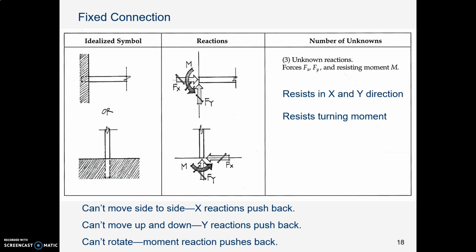The third kind of connection or support condition is called a fixed connection. And this is what you have when you have something that's maybe cast in concrete. Here's a beam cast in concrete. Here's a column cast in concrete. And in both of those connections, there is an X reaction, so it can't slide side to side. There is a Y reaction, so it can't slide up and down. And there is a moment reaction. There's a resisting moment, represented by this curved arrow, so it can't rotate either. It can bend, of course, further out on the beam or the column it could bend, but it cannot rotate at the place where it's connected.